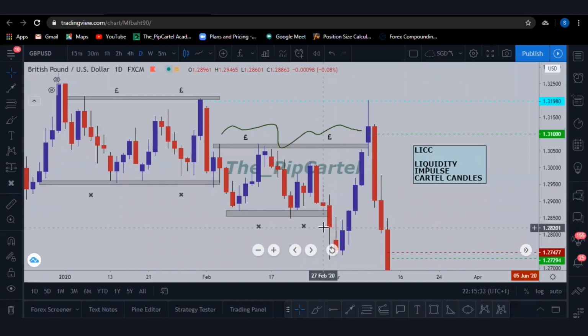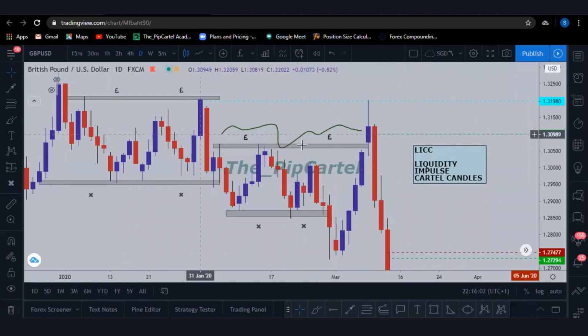So that's the concept. In this scenario, you need to first take out buyers before you sell. So what they do is they buy to sell. It's just as simple as that. So what you look for is, number one, as I said earlier, liquidity, impulse, then cartel candle. Now we have liquidity here, you can see the impulse taking out liquidity, and now we look for the cartel candle.